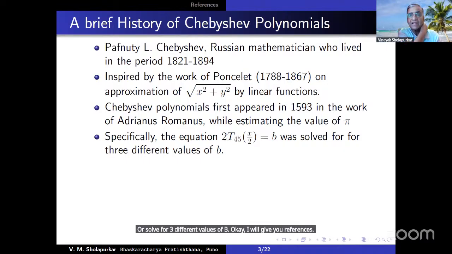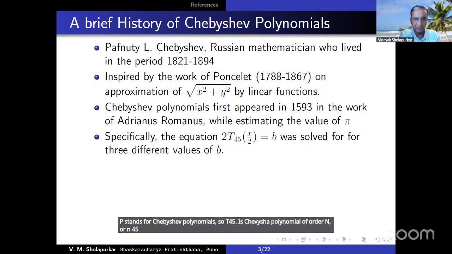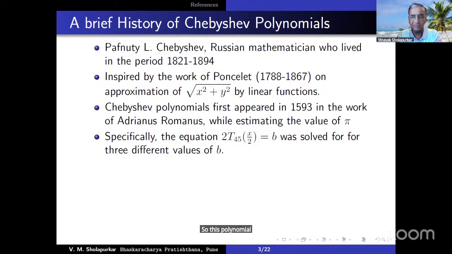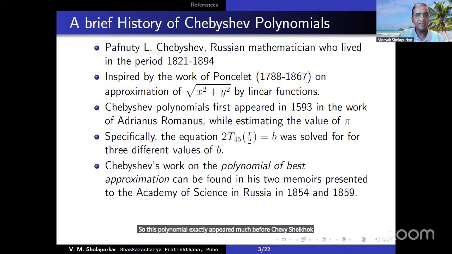T always will stand in this lecture, as you will see later, for Chebyshev polynomial. So T45 is the Chebyshev polynomial of order n, or the 45th Chebyshev polynomial. So this polynomial exactly appeared much before Chebyshev in some other context.